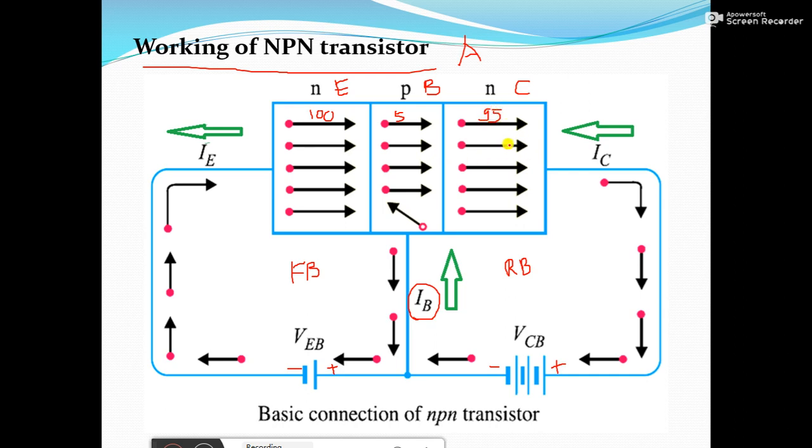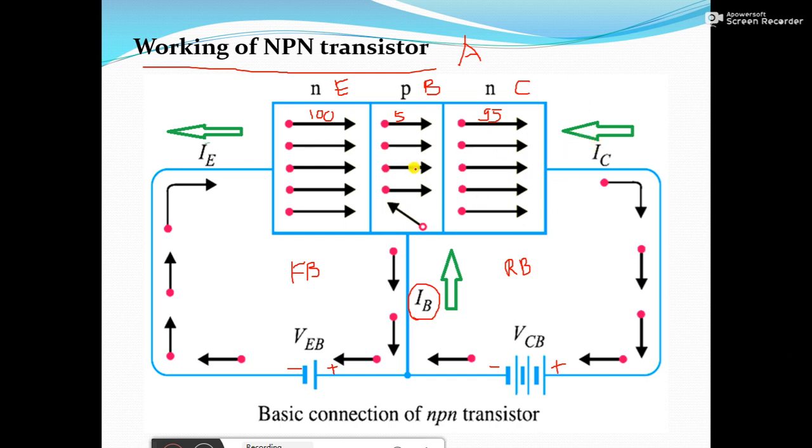Since 95% of the electrons that are emitted from the emitter are collected at the collector, these electrons are attracted towards the positive terminal of the battery here. Since the electron movement is in this direction, it again constitutes a current IC, which will be shown in this. The arrow indicates the direction in which the IC current flows.